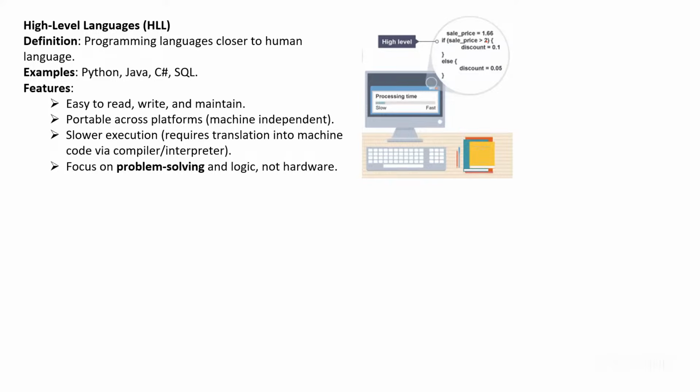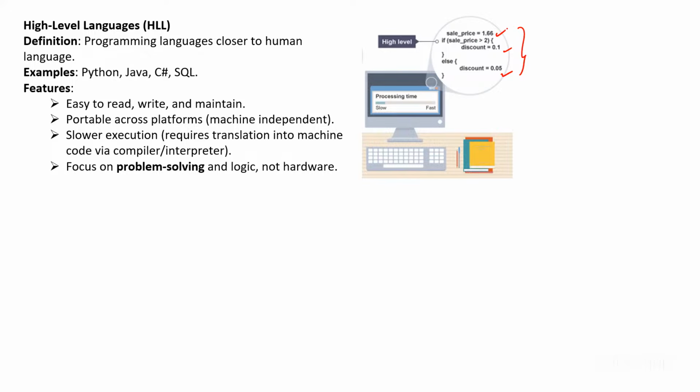If sale price is greater than 2, go and give a discount of 0.1. Else, give the discount of this. Now I'm able to understand that any sale greater than 2, I need to give a discount of 10%. If my value is 1.66, it is less than 2, so I need to give a discount of 5%. Now this I am able to understand. Whatever language you write like this is called a high level language.